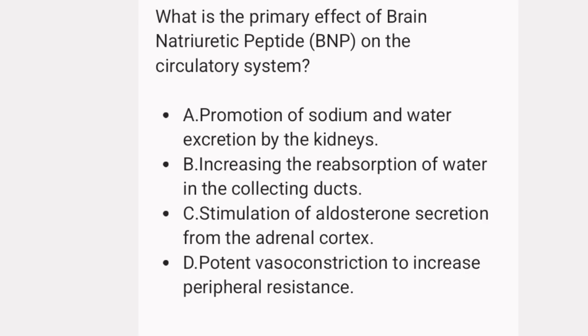Next question. What is the primary effect of brain natriuretic peptide, BNP, on the circulatory system? Options A. Promotion of sodium and water excretion by the kidneys. B. Increasing the reabsorption of water in the collecting duct. C. Stimulation of aldosterone secretion from the adrenal cortex. D. Potent vasoconstriction to increase peripheral resistance.